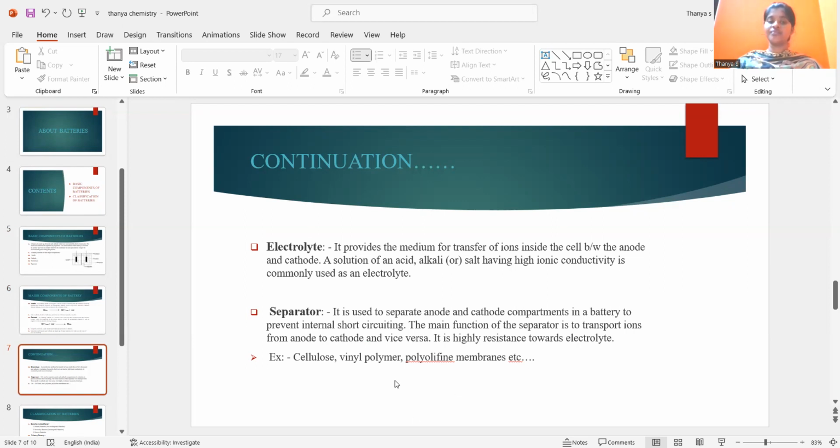Next one is separator. It is used to separate anode and cathode compartments in a battery to prevent internal short circuiting. Without this separator, we cannot separate anode and cathode, which may be dangerous by causing an internal short circuit. The main function of the separator is to transport ions between anode and cathode and vice versa. It is highly resistant towards electrolyte. Examples are cellulose, vinyl polymer, polyolefin membranes, etc.